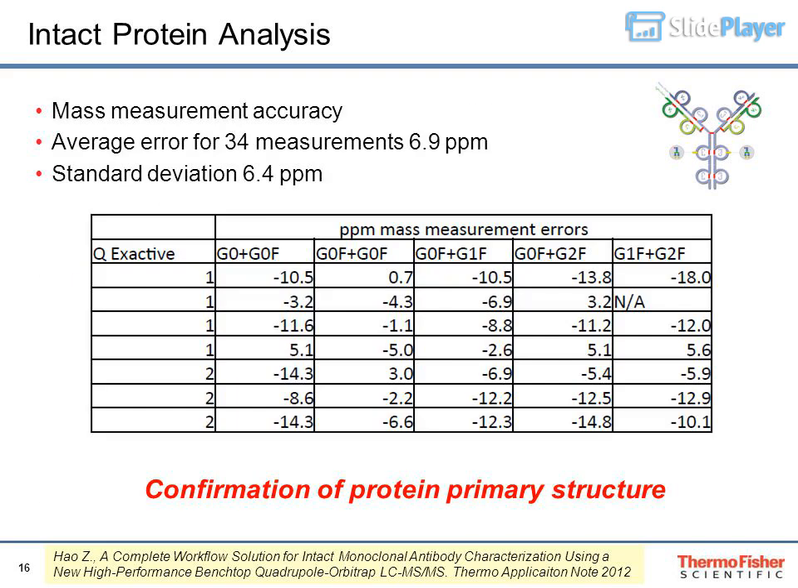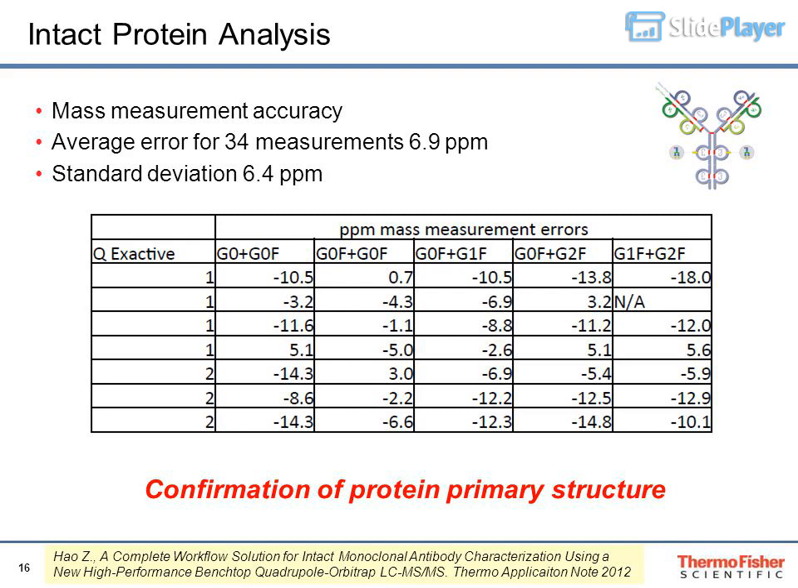Intact protein analysis. Mass measurement accuracy. Average error for 34 measurements 6.9 parts per million. Standard deviation 6.4 parts per million. Mass deviations from expected target masses. For the 5 most abundant glycoforms, the average ppm error for all 34 measurements was 6.9 parts per million with a standard deviation of 6.4 parts per million. This indicates that the Q Exactive is a very powerful platform for confirmation of protein primary structure.